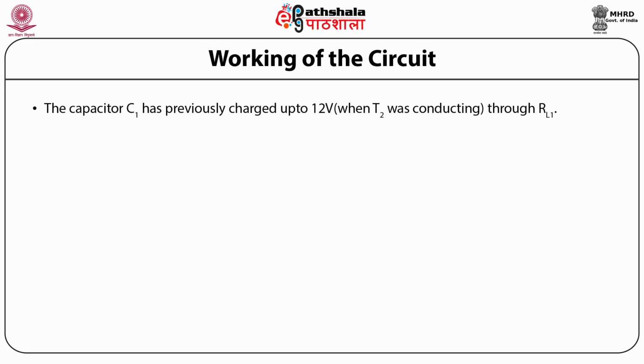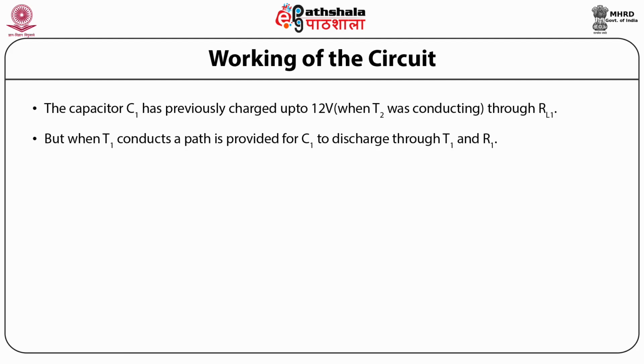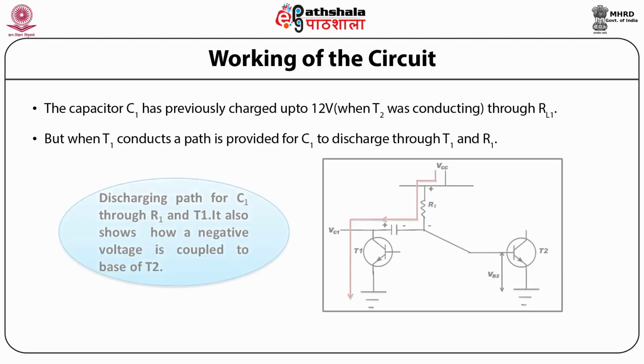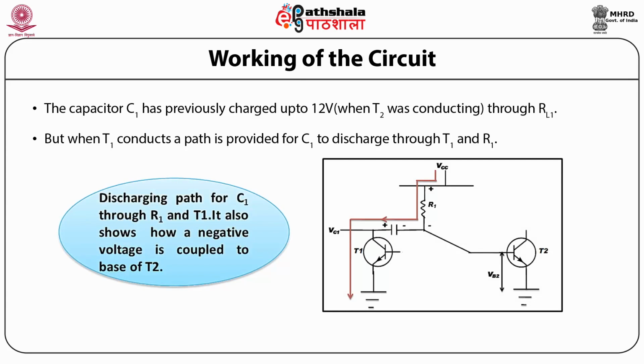Here the capacitor C1, which was previously charged up to 12 volts when T2 was conducting through RL1, now, when T1 conducts, a path is provided for C1 to discharge through T1 and R1. This figure shows the discharging path for C1 through R1 and T1. It also shows how a negative voltage is coupled to the base of T2.